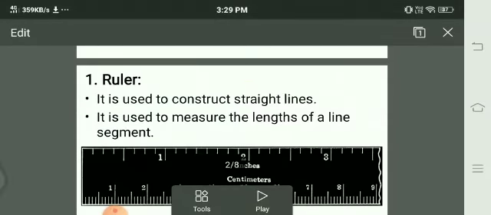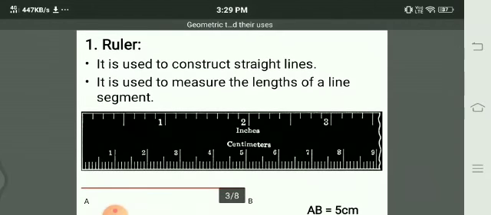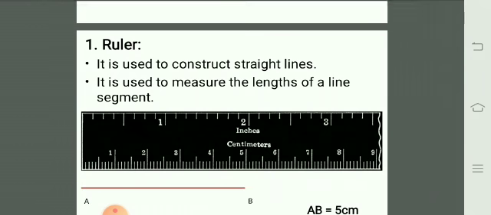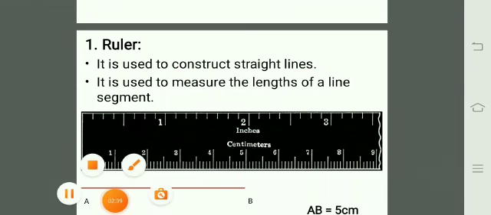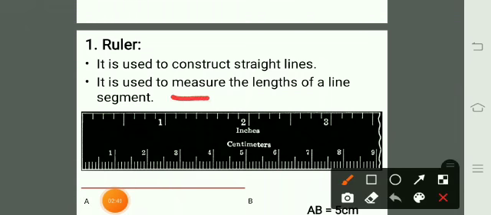First is a ruler. What is meant by a ruler? Have you seen a structure like this already? If you view your compass box, there is a ruler in it. What is the use of the ruler? A ruler is used to construct straight lines. The second use is that it can also be used to measure the length of a line segment.